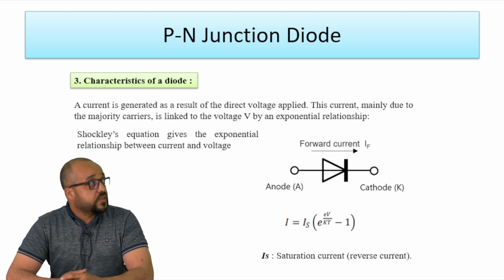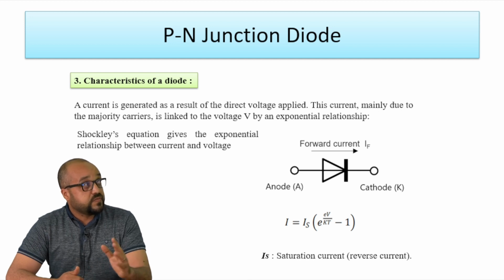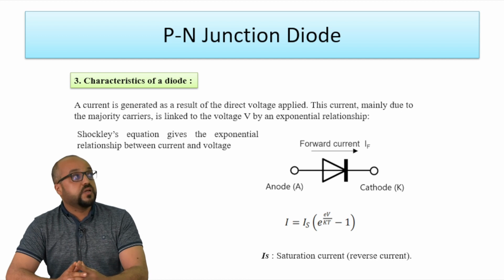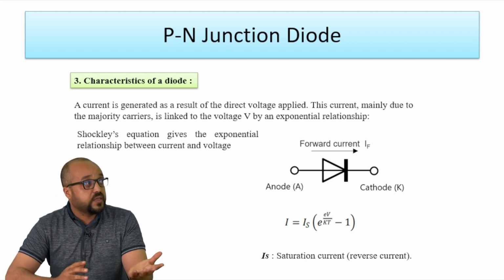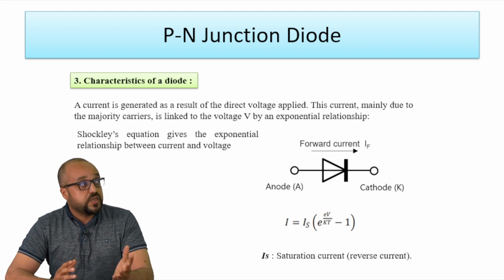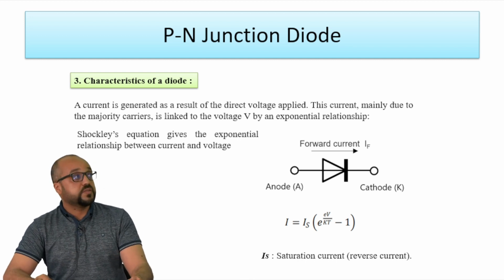Now we move to the diode characteristics. A current is generated as a result of direct voltage applied. This current, due to the majority carriers, is linked to the voltage V by an exponential relationship. As you know, the Shockley equation gives the exponential relationship between V and I: I equals IS times exponential of V over nVT... minus 1, where IS is the saturation current or reverse current.